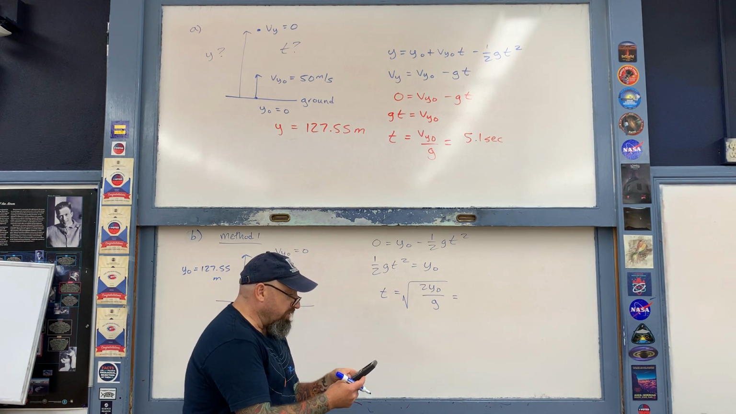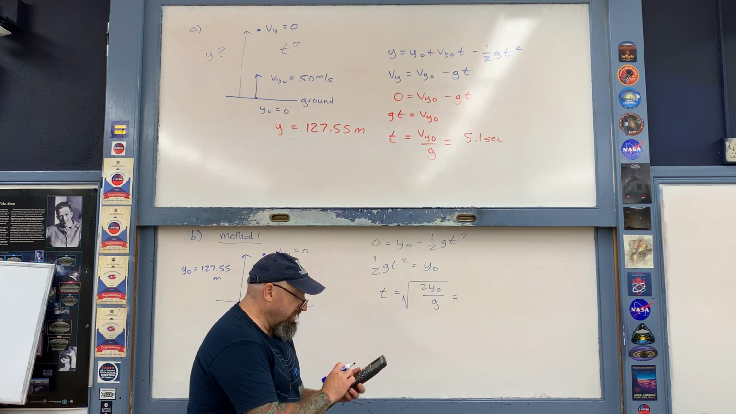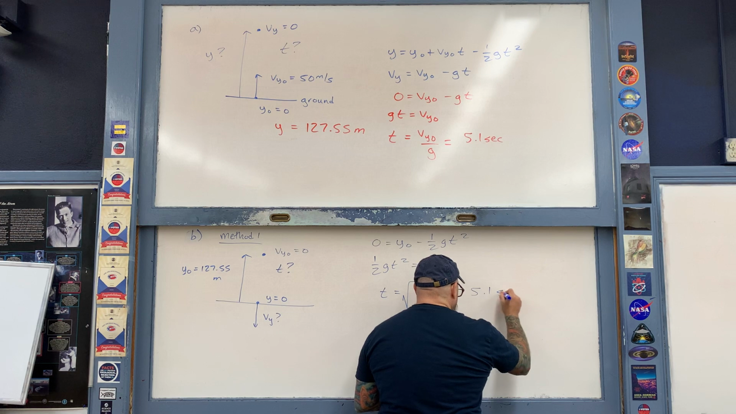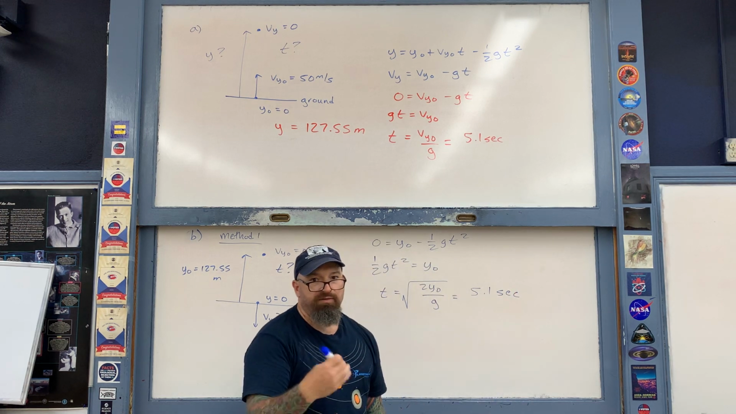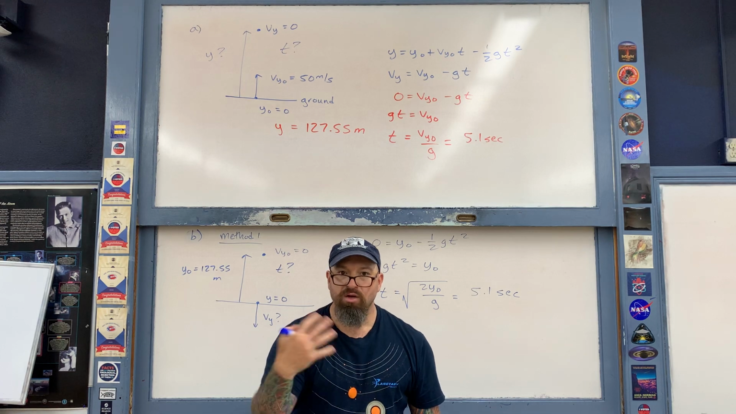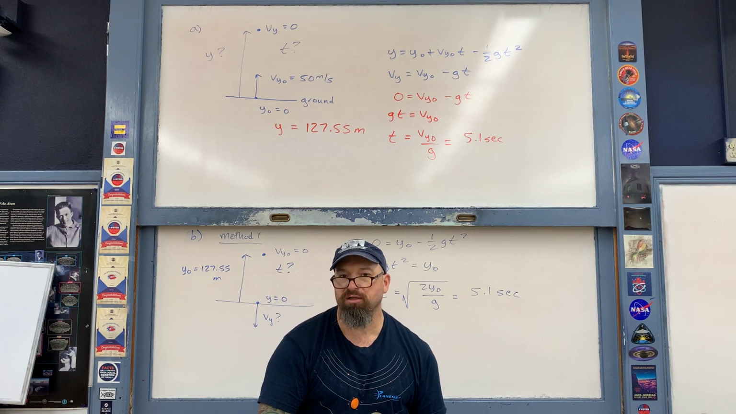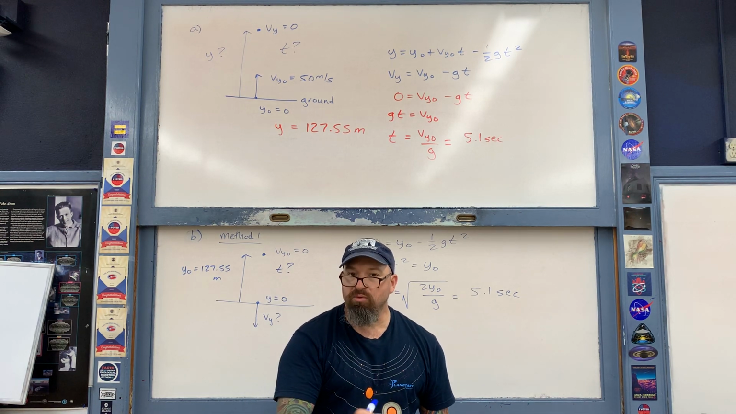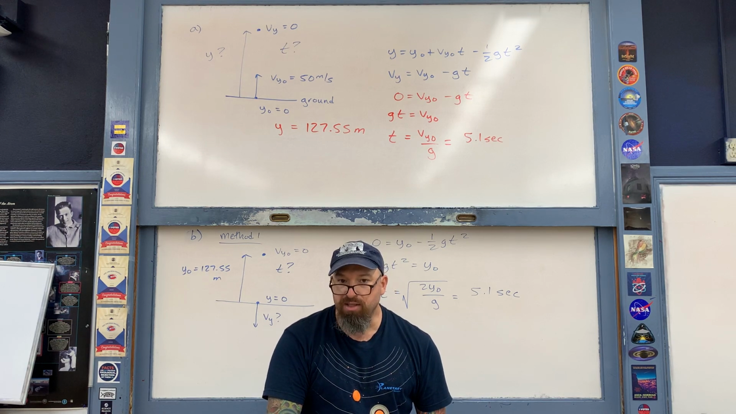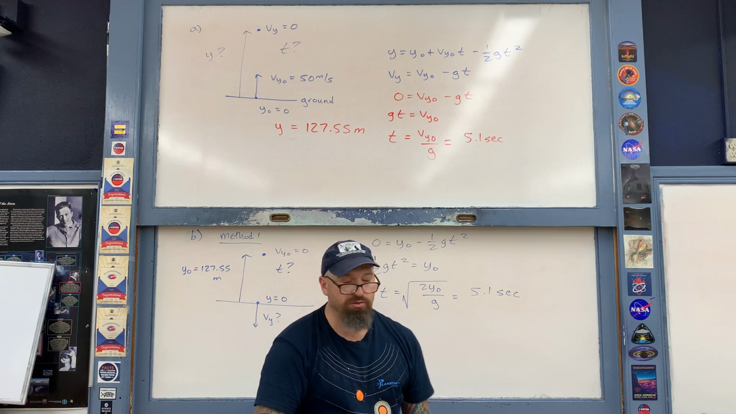So I have here now the square root of 2 times 127.55, and then divide by 9.8. And lo and behold, this is also equal to 5.1 seconds. 5.1 seconds to go up and 5.1 seconds to go down. Once again, we're seeing symmetry here about the vertex of a parabola. By the way, at the end of the example, I'll go ahead and graph out the problem so we can see the symmetry that I'm alluding to.